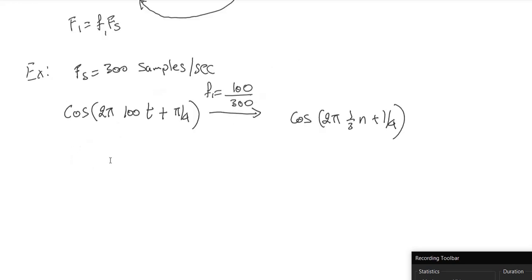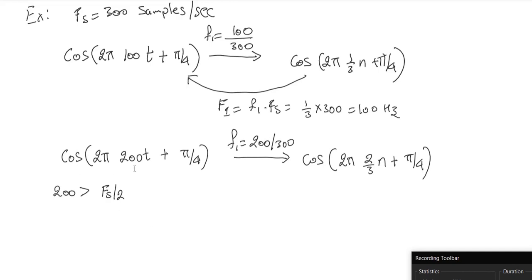Let's look at an example. If you have a sinusoidal signal with continuous frequency 100 and the sampling rate is 300 samples per second, then if you sample it, the discrete frequency would be capital F1 divided by Fs, which results in 1/3. When you want to recover the continuous signal from the samples, you multiply the discrete frequency with the sampling rate, which will give you back the continuous frequency.